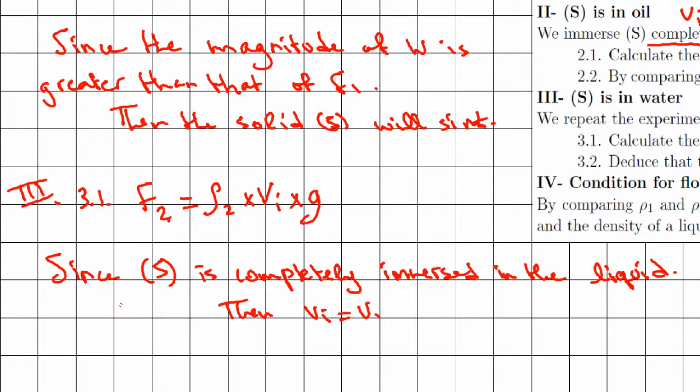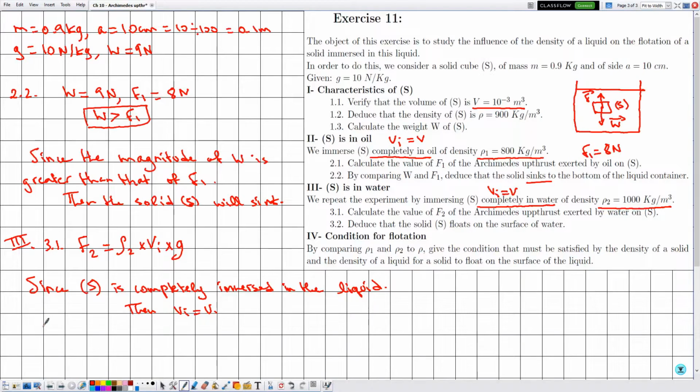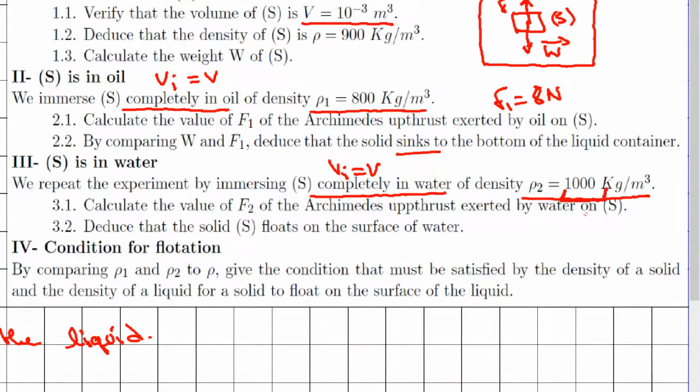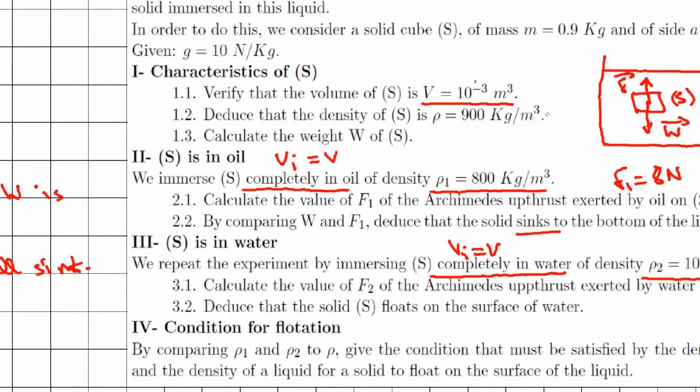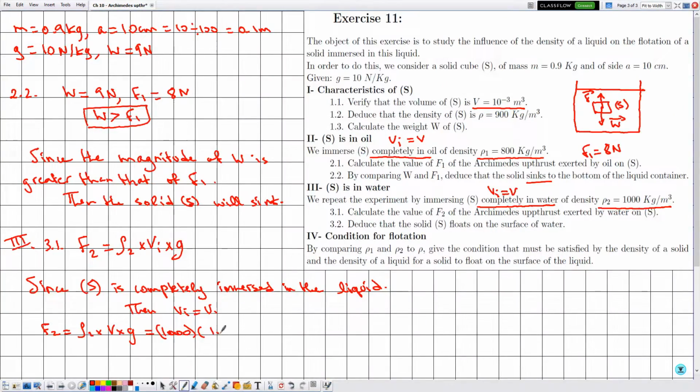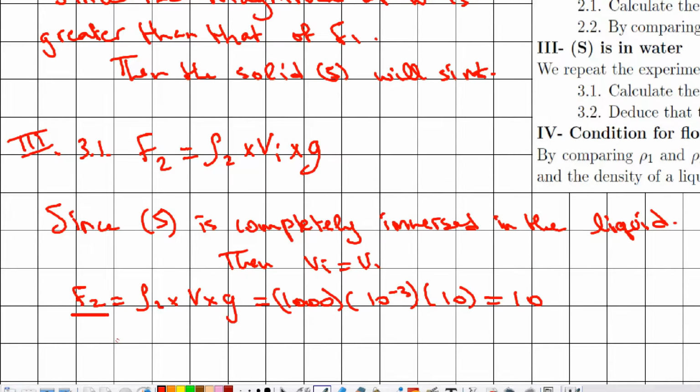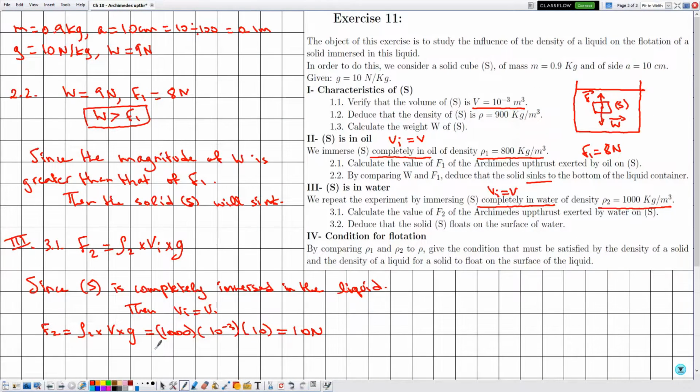Now let's rewrite the expression of F2 replacing Vi by V. Then the expression of F2 is given by ρ2 multiplied by V multiplied by G. Now the value of ρ2 in the SI is 1000, and the value of V, which is the volume of the object, is 10 to the power minus 3, and the value of G is 10. Plugging this on the calculator, the value of F2 is 10. Since everything is in the SI, the value of F2 will be in newtons. So F2 is equal to 10 newtons.